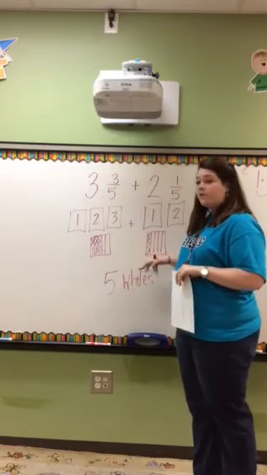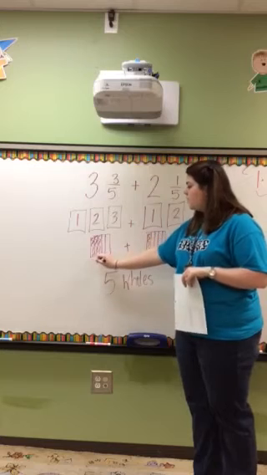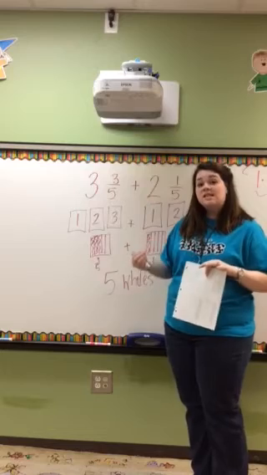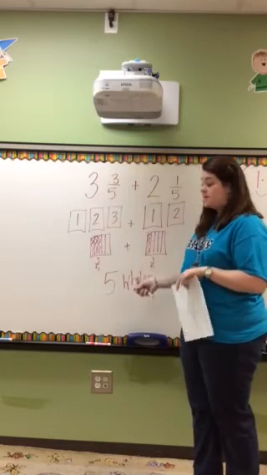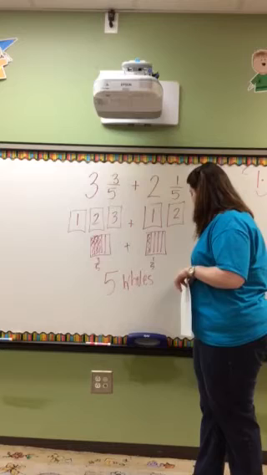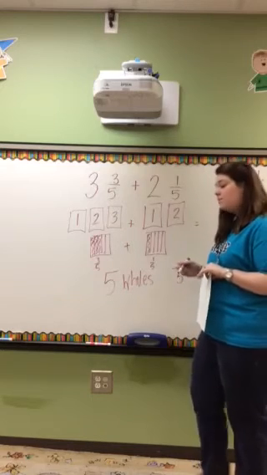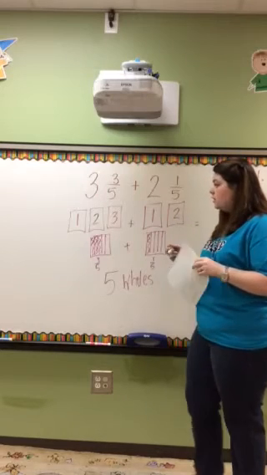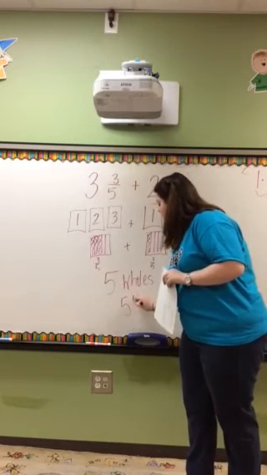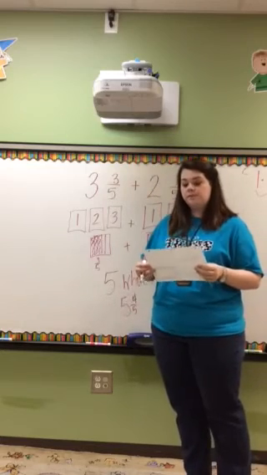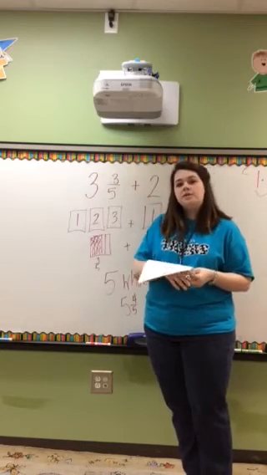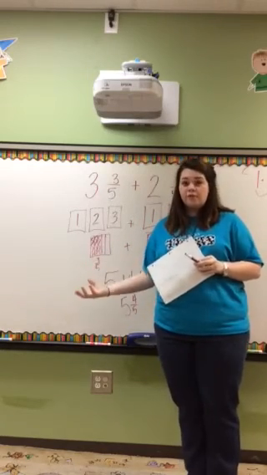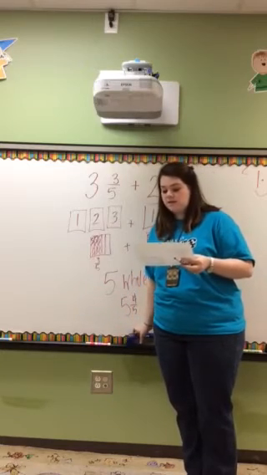And now I can add my fractions. Here I have 3/5 plus 1/5. Since this is a like fraction, my denominator stays the same. And all I have to do is add my numerators. And 3 plus 1 is 4. So my answer would be 5 4/5. So how do you add mixed numbers? You can add your wholes together first, and then you can add your fractions. That's how you add a mixed number.